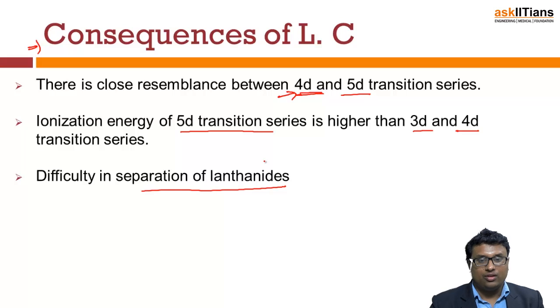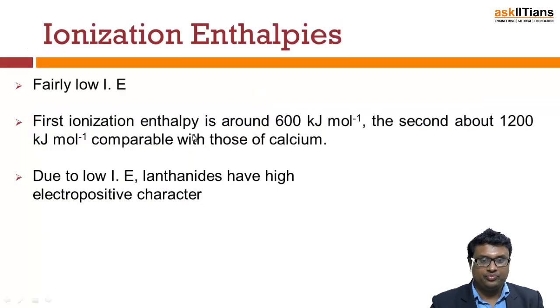Okay, so it is also affecting your ionization energy, right? Because ionization energy depends on your effective nuclear charge also. As the effective nuclear charge increases, your ionization energy increases. So what is happening for the 5d transition series? Your ionization energy is higher than 3d and 4d. Why? Because of a sudden increase in the effective nuclear charge. So the ionization energy of the 5d transition series is higher than 3d and 4d transition series.